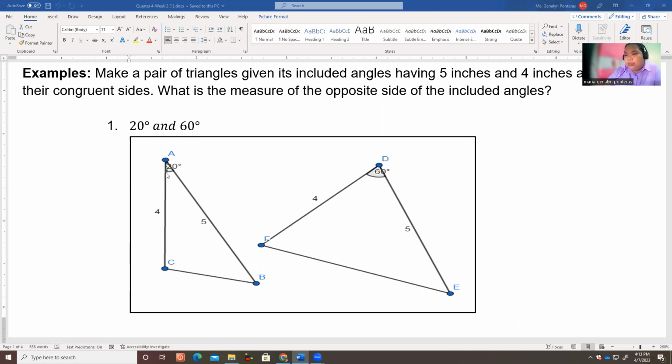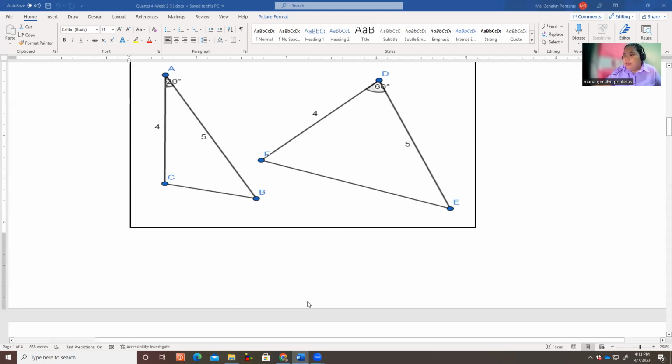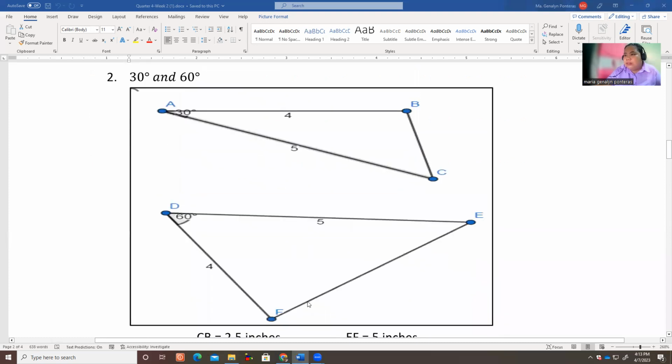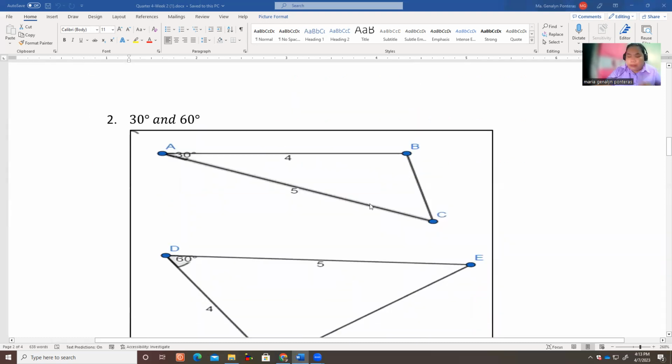So SAS, side angle side. The included angle is 20 in one triangle, then in the other one the included angle is 60. So from 20 it becomes 60, so angle A becomes less than angle B. In effect, CB is also less than FE. And now for 30 and 60, it seems all of these are SAS. But in the application of the SAS inequality theorem, it also covers the earlier ones, angle to side and side to angle. So from 30 it becomes 60 degrees.